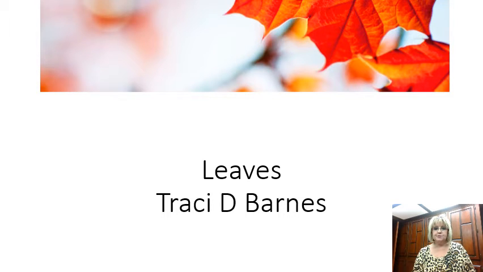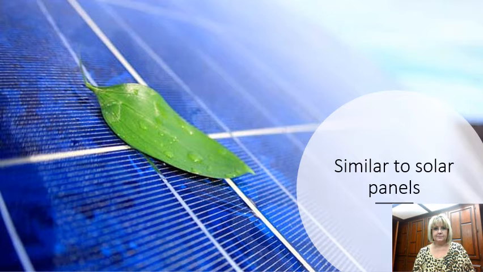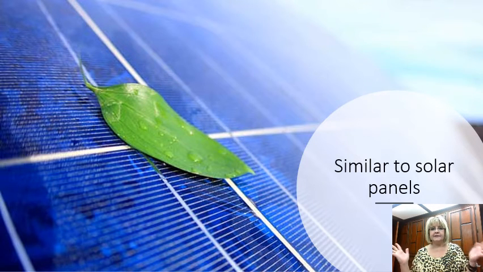Okay, in this chapter, we're going to talk about leaves. So leaves are actually similar to solar panels in that they're covered with a transparent epidermis that admits light into the interior, and many twist on their petioles so that their surfaces are inclined to the sun throughout the day.